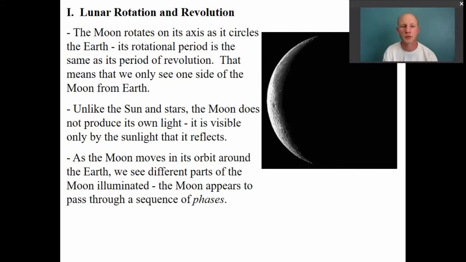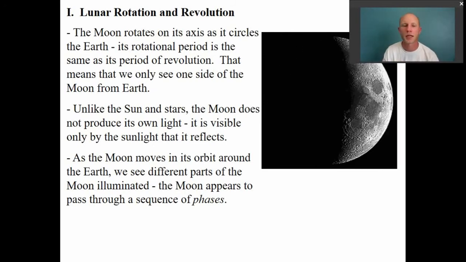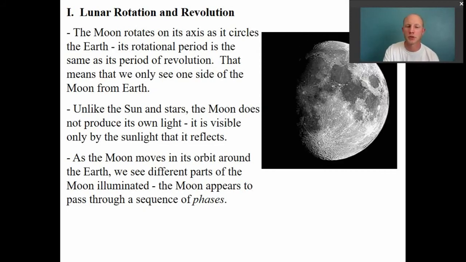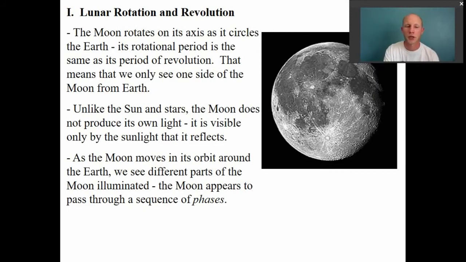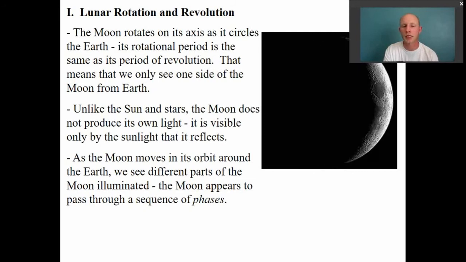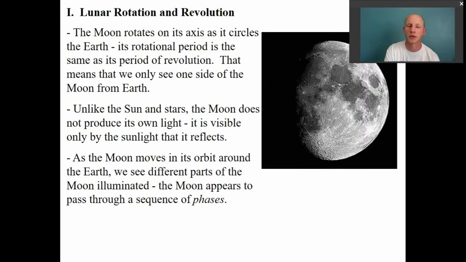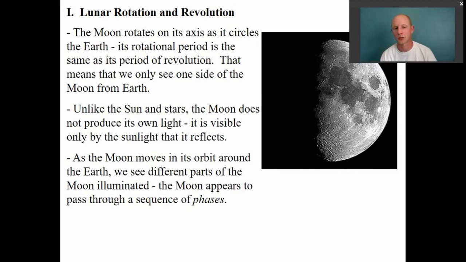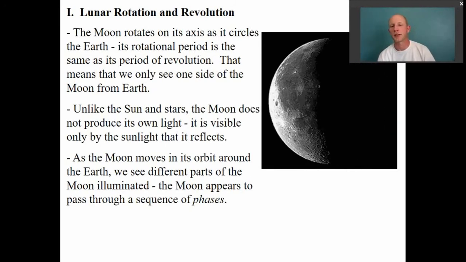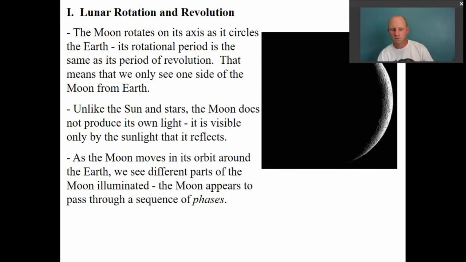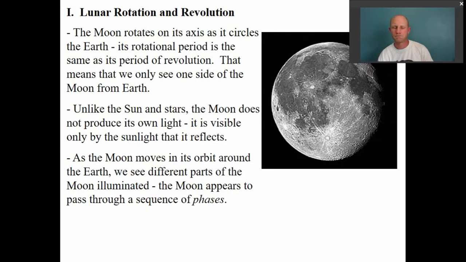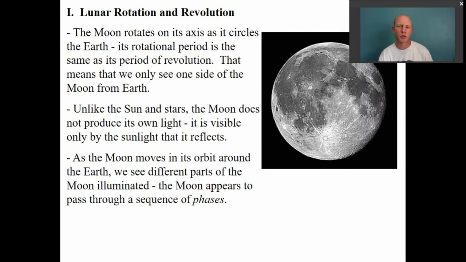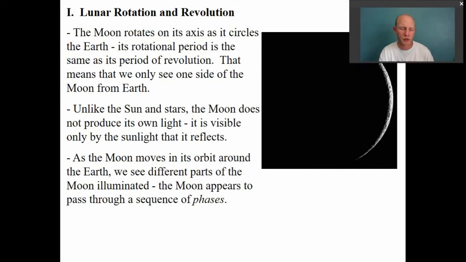Unlike the sun and the stars, the moon does not produce its own light. It is visible only by the sunlight that it reflects as the moon moves in its orbit around the Earth. We see different parts of the moon illuminated, and the moon appears to pass through a sequence of phases. You guys have known this forever, so we're going to go through this fairly quickly. And the reason some of it is illuminated at some times and not at others is not because, let's say, with a quarter moon, only a quarter of it is illuminated.